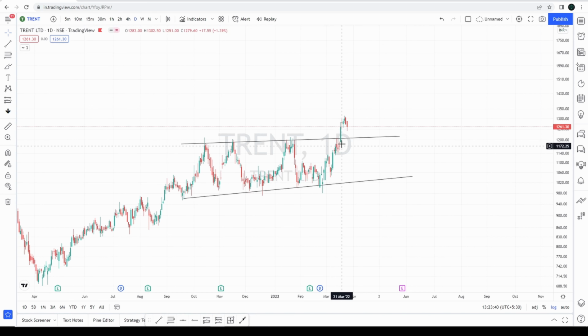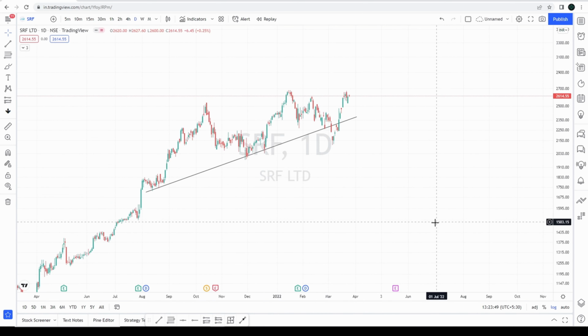Okay, so this is a good breakout. What happens, it may touch this trend line, and again it may bounce back. Okay, so again we got two stocks to keep on the radar.